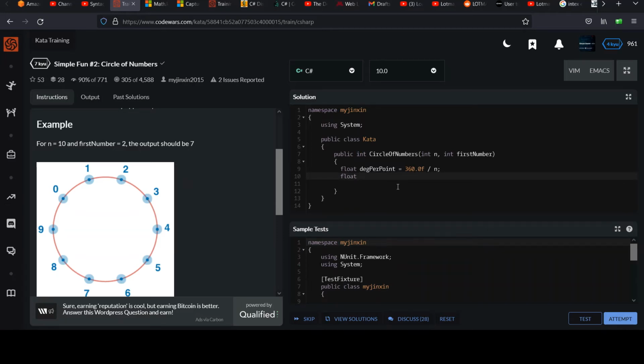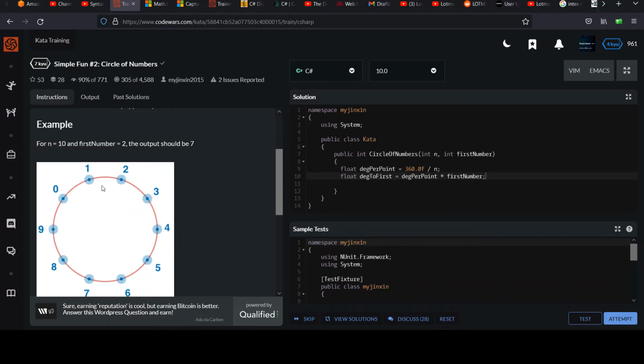So good, we've got degrees per point. Next, we'll calculate the degrees to the first number, as they're calling it. So let's call it degree to first, or whatever you like. And we know that's the degrees per point, 36, and you just multiply it by the first number. So that gets us to that 72 that I was talking about, 36 plus 36, or 36 times 2.